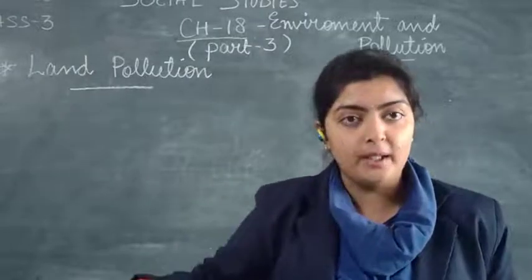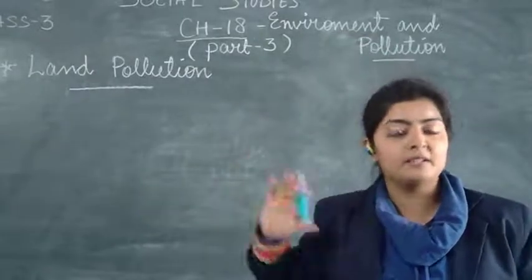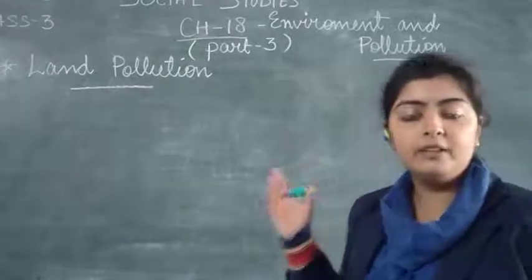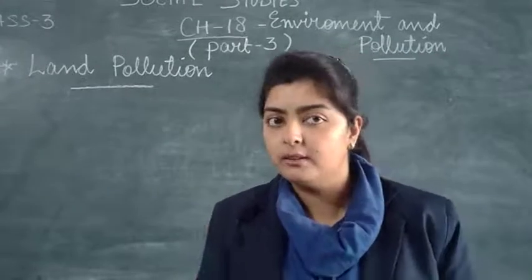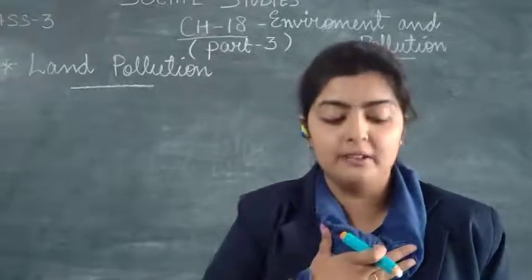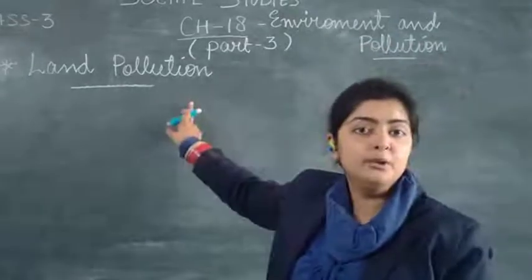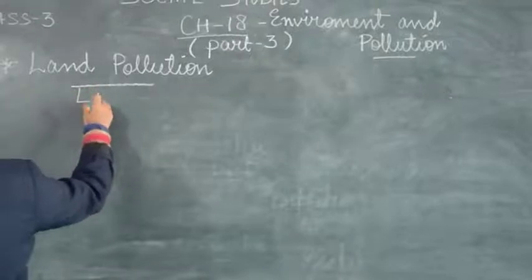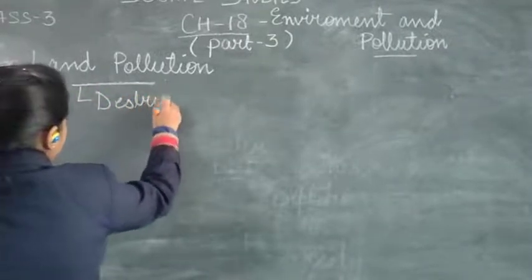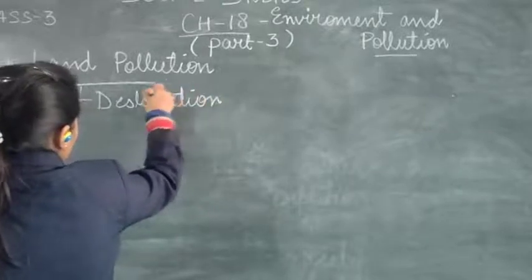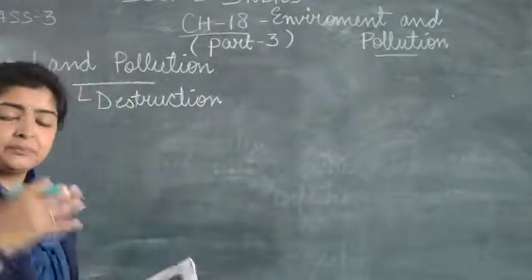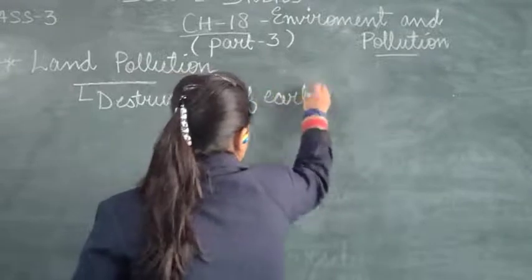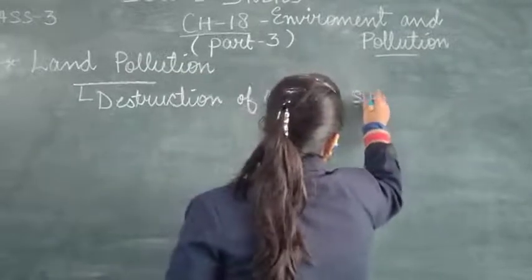When we are cutting trees, the soil is being destroyed and the earth's surface is being destroyed. We are making new buildings and everything. We are not taking care of the earth. And it is the destruction from human activities that causes land pollution. The destruction of earth's surface is land pollution. Destruction means when you are not taking proper care of the earth and you are wasting it.